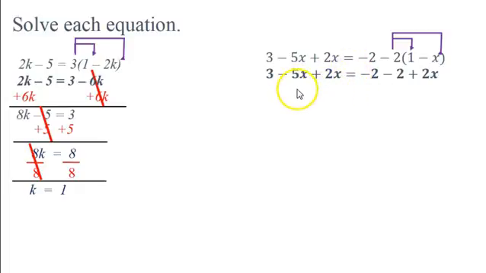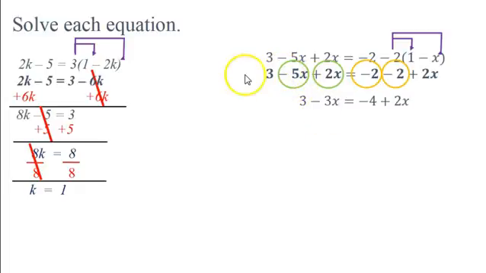So over here, on the left-hand side, I have a negative 5x and I have a positive 2x. Those are like terms. Over here, I have two constants and a variable. These constants, those are like terms, as you can see. So negative 5x plus 2x, we'll have a negative 3x. And negative 2 minus 2, we'll have a negative 4. So I brought everything else down. I brought my 3 down, minus 3x is equal to negative 4 plus 2x. I brought my 2x down.